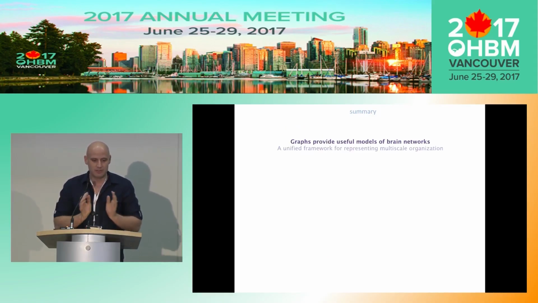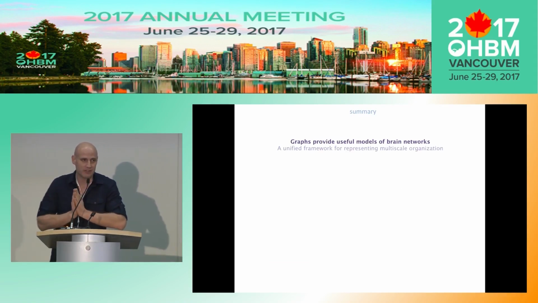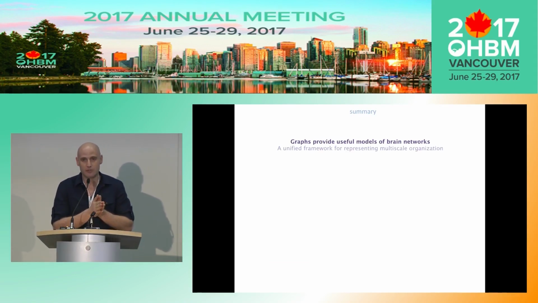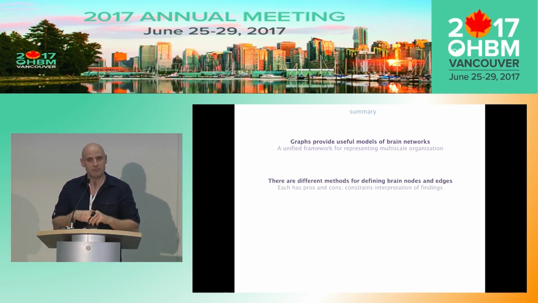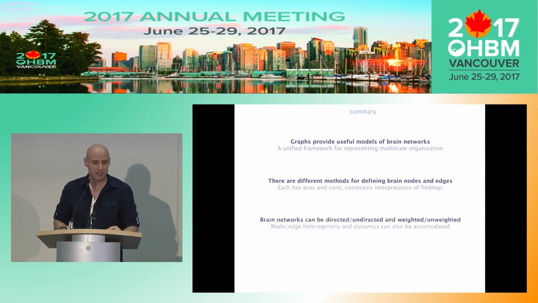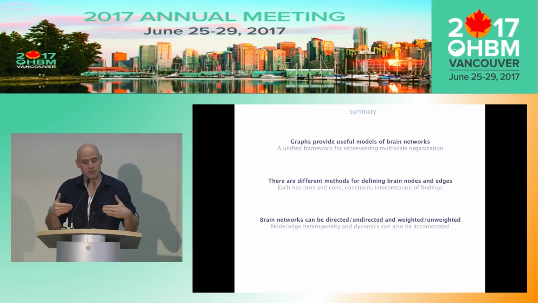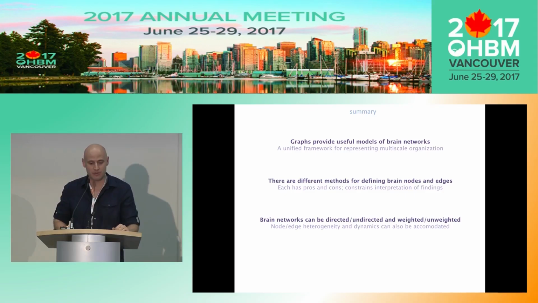So to summarize, hopefully I've convinced you that graphs provide useful models of brain networks that can be used at lots of different scales and with different types of data. There are different ways of defining nodes and edges, each with pros and cons, and these will constrain the way we interpret our findings. Brain networks can be either directed, undirected, weighted, unweighted, and there's also scope to incorporate additional elements in our models as we progress with our measures.